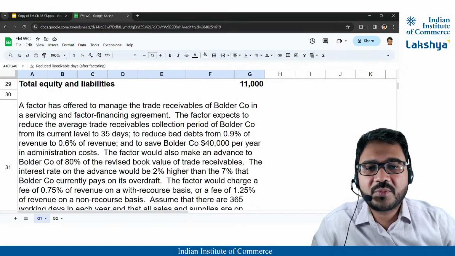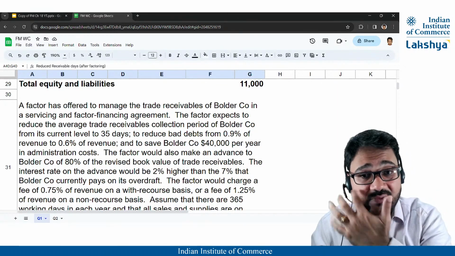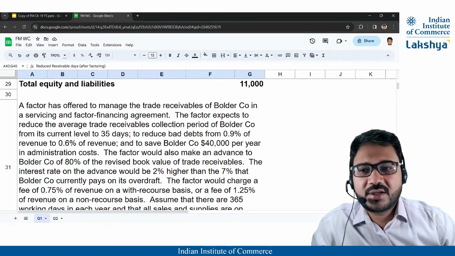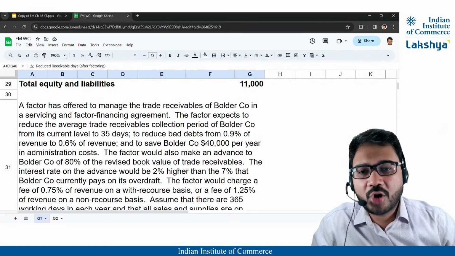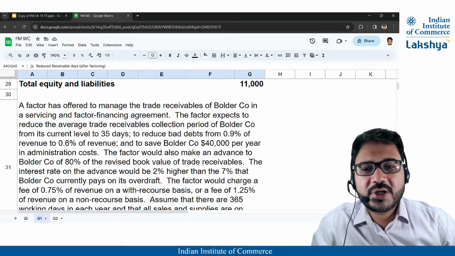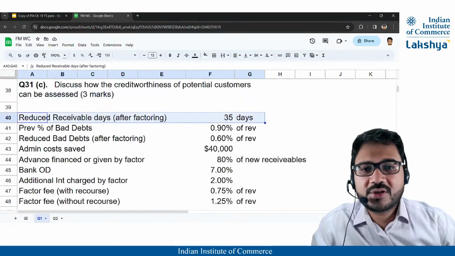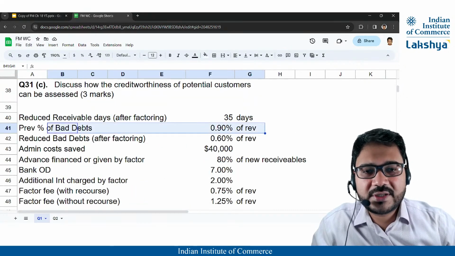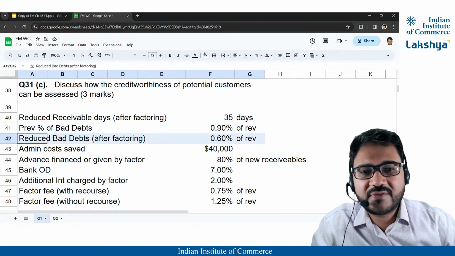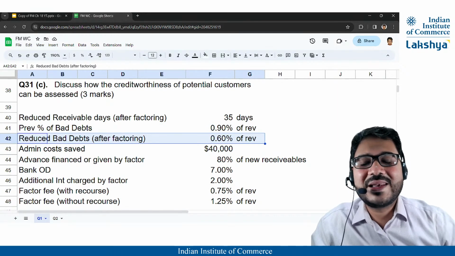To reduce bad debts from 0.9% of revenue to 0.6% of revenue. So after taking factoring services, since they are giving service as well, their credit checks are better, which has resulted in a drop in bad debts to 0.6%. Earlier it was 0.9%, now it has become 0.6%. Of what? Of the revenue. Okay, so we write that now. Previous bad debts was 0.9% of revenue and reduced bad debt, that is after factoring, has dropped to 0.6% of revenue. That means 0.3% less bad debts.